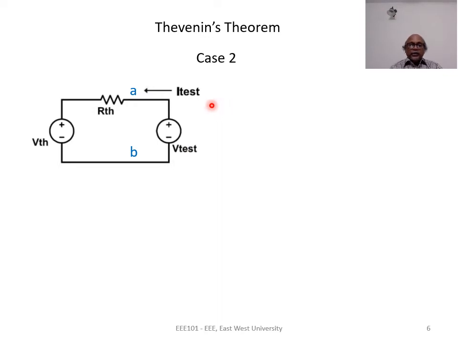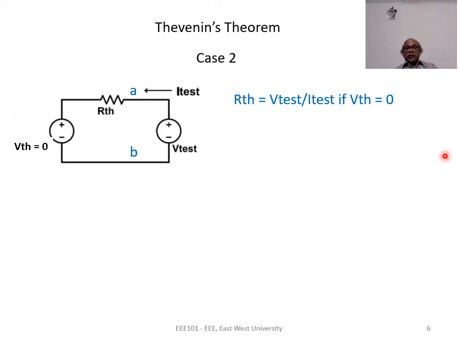And if we can determine the value of ITest, can we say that RTH is VTest by ITest? Actually, we cannot because there is another voltage source, VTH. So if we want to apply Ohm's law and find out RTH in this circuit, we have to make sure that the value of VTH is 0. If VTH is 0, this will act like a short circuit, and using Ohm's law, I can say RTH is equal to VTest by ITest. So RTH is indeed VTest by ITest only if VTH is equal to 0.